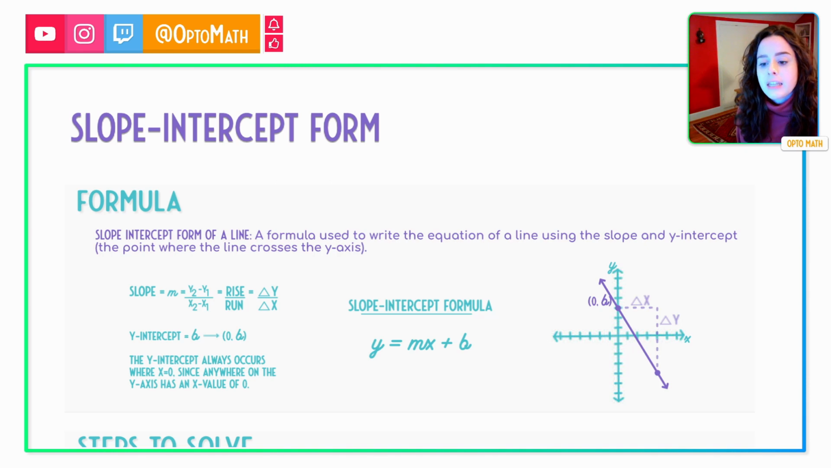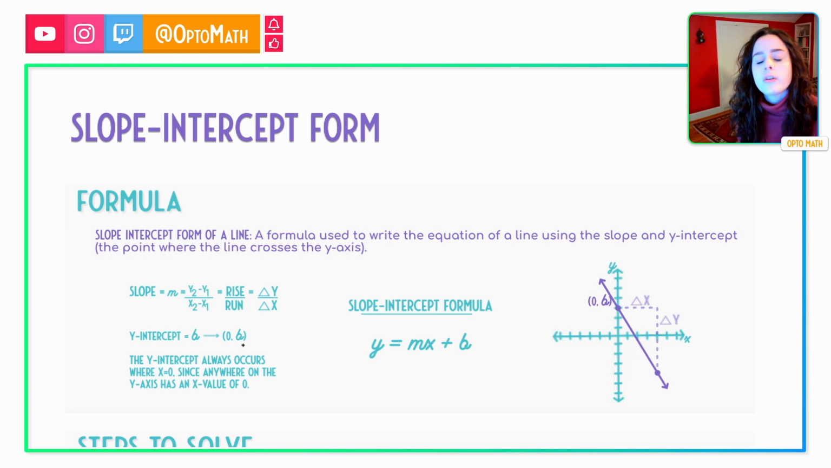Slope-intercept form of a line is a formula used to write the equation of a line using the slope and y-intercept, which is the point where the line crosses the y-axis. So we have our same graphic for slope like we did on our slope video. And here we have our y-intercept.